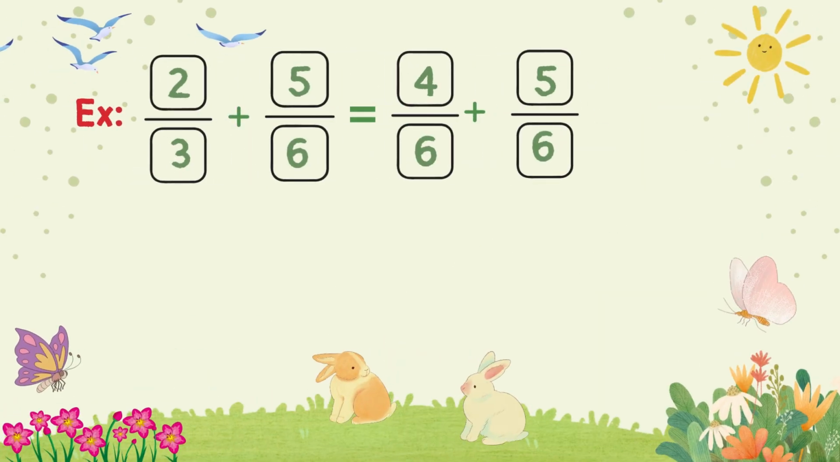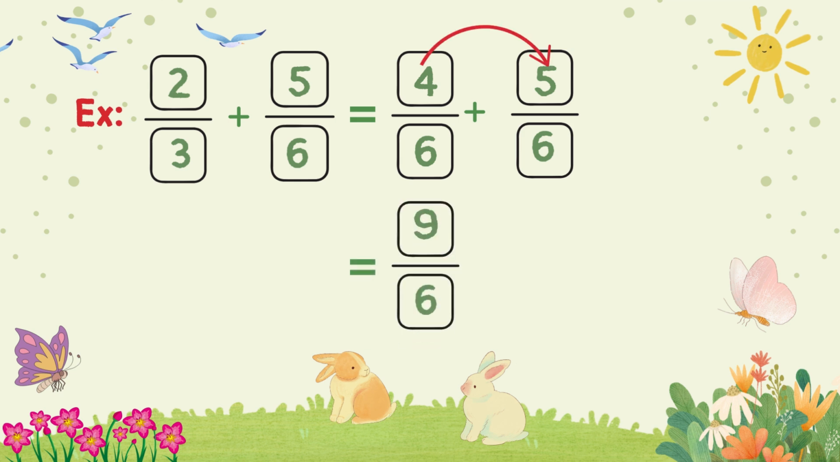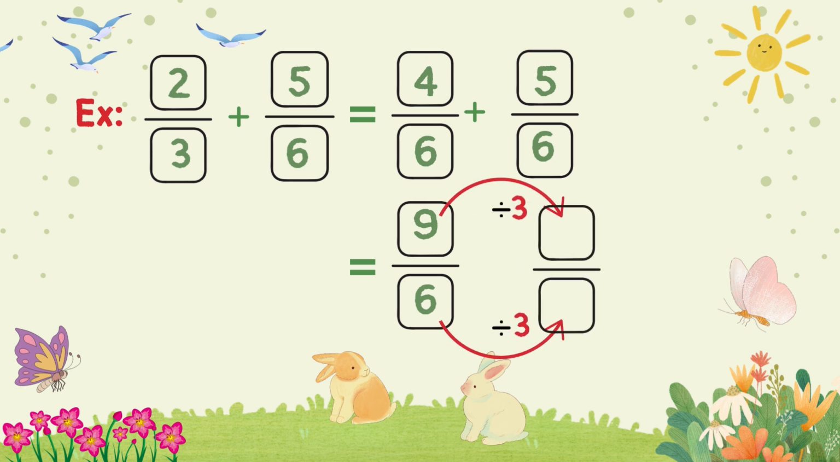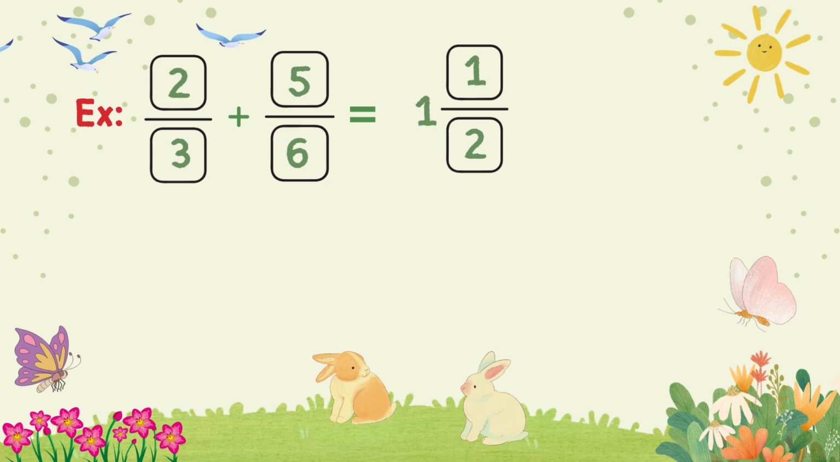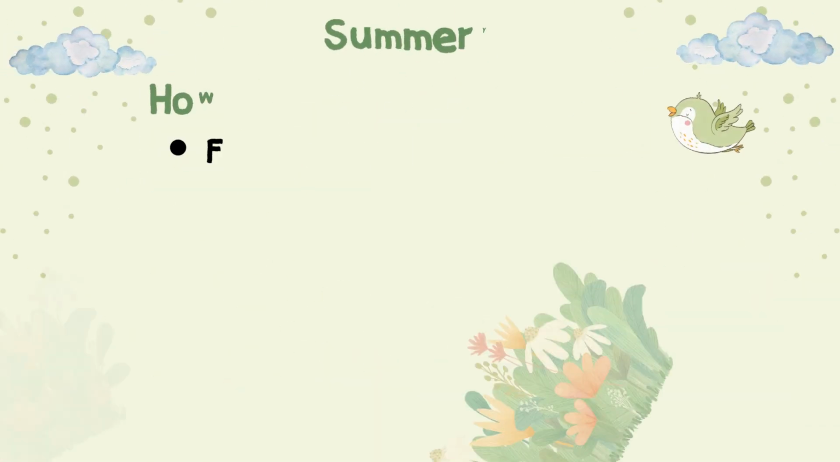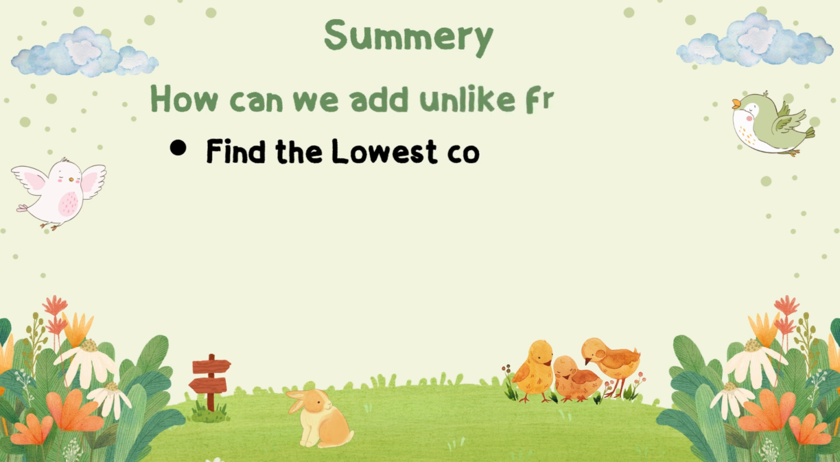Since the denominators are now the same, we simply add the numerators 4 and 5, while keeping the denominator 6 unchanged. Finally, we check if the fraction can be simplified. Since 9 and 6 have 3 as a common factor, we divide both 9 and 6 by 3, giving us 3 out of 2. We can also express 3 out of 2 as a mixed number, 1 whole and 1 out of 2.